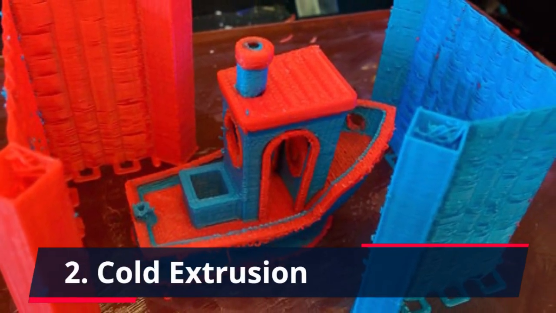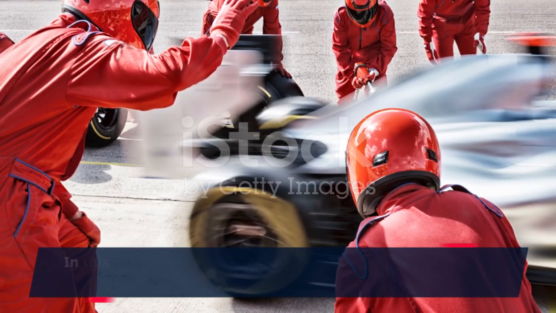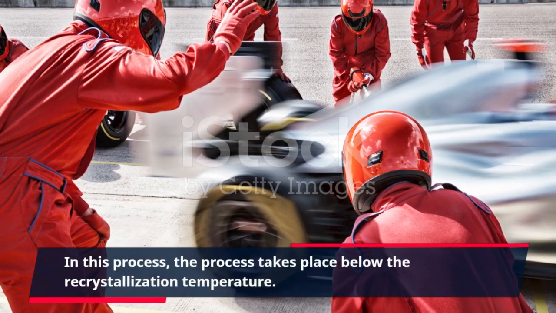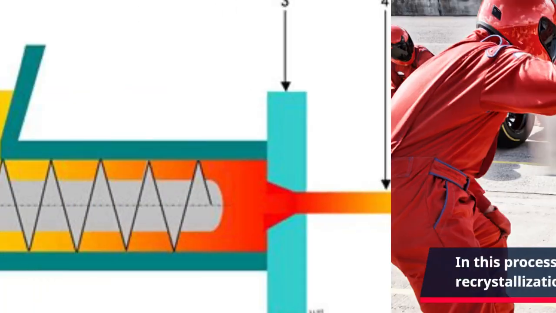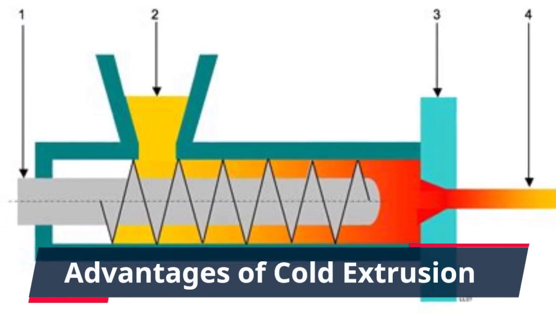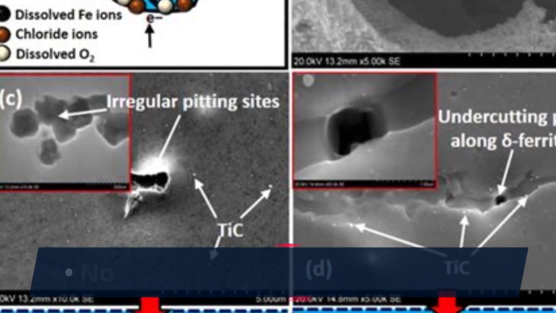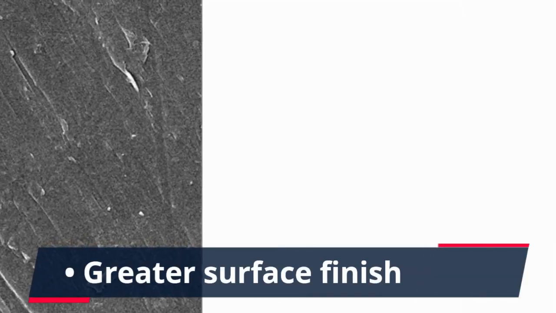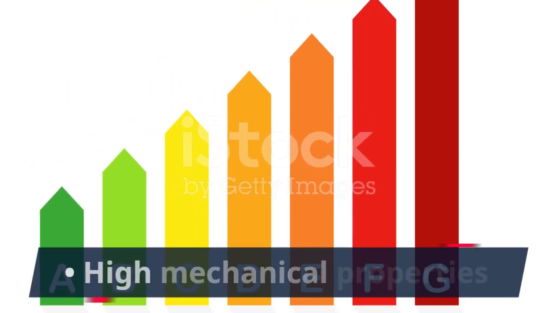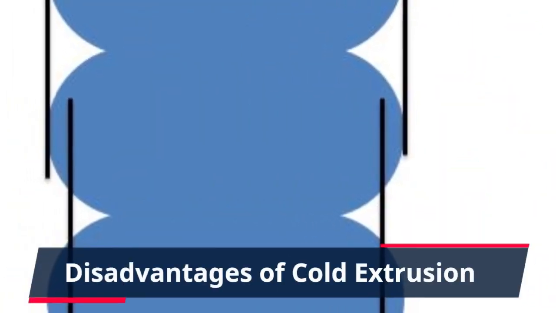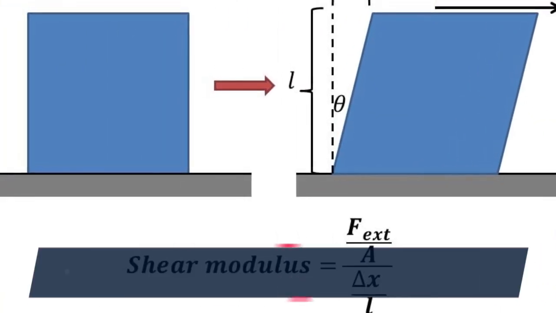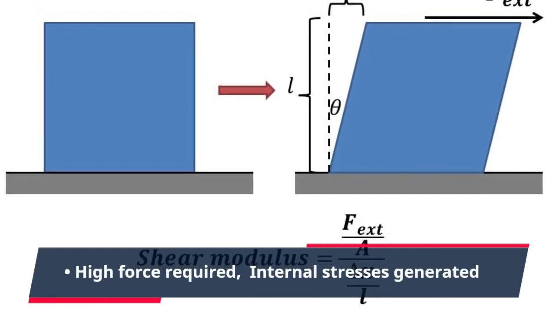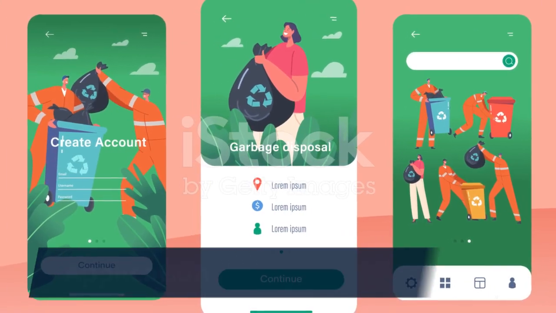2. Cold extrusion. In this process, the extrusion takes place below the recrystallization temperature. Advantages of cold extrusion: no oxidation of the metal surface, greater surface finish, high mechanical properties. Disadvantages of cold extrusion: high force required, internal stresses generated.